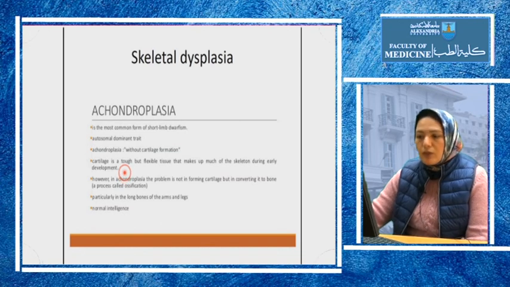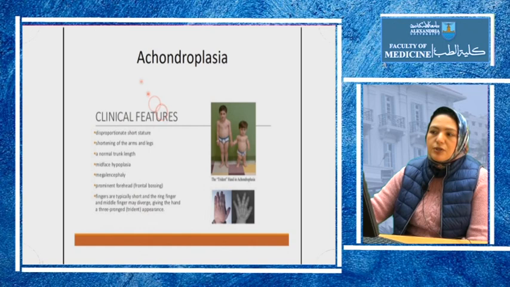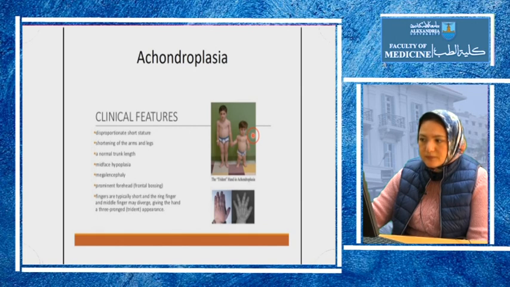with normal intelligence. So the clinical features characteristic of achondroplasia include disproportionate short stature, as you can see here in the picture. The patient has a normal trunk, however, a relatively large head with shortening of the arms and legs. The patient may present with frontal bossing or prominent forehead, megaloencephaly, or mid-face hypoplasia.